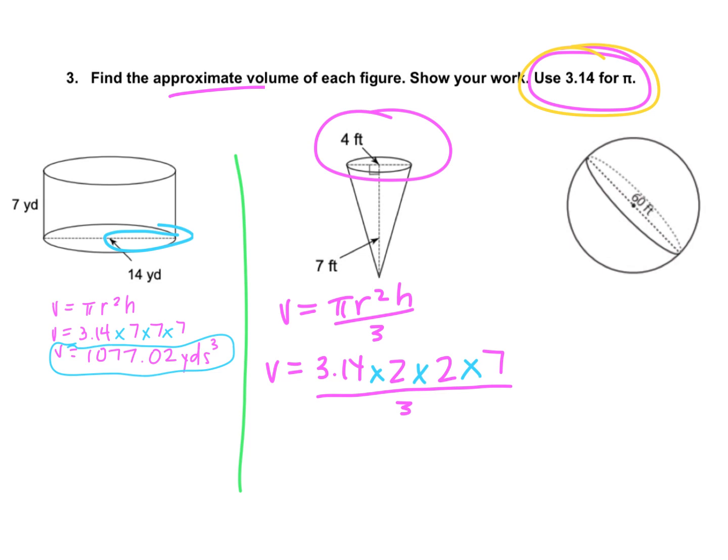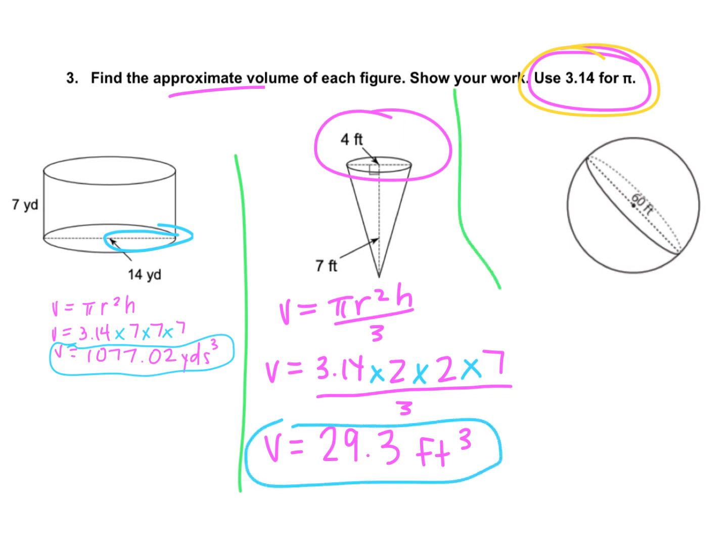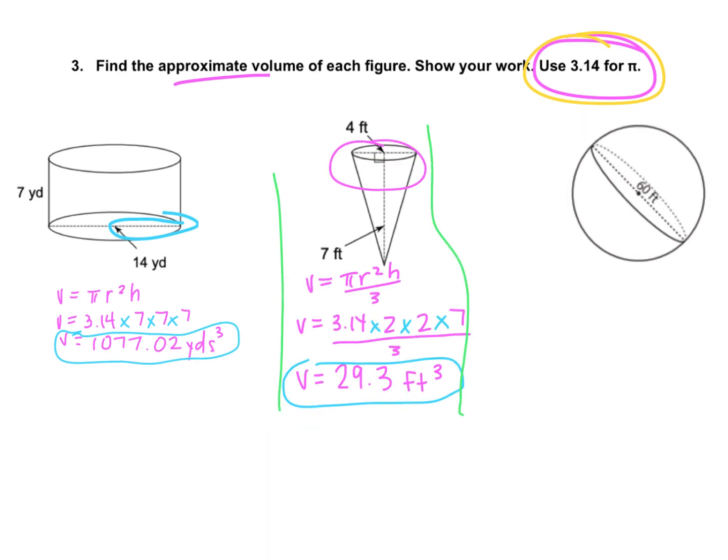So go ahead and calculate all of that. 3.14 times 2 times 2 times 7. Hit equals, and then divide that all by 3. So I am getting 29.30666. So I'm just going to go 29.3, and that is feet cubed, or cubic feet. Final answer. Okay. And then our last shape is a sphere.